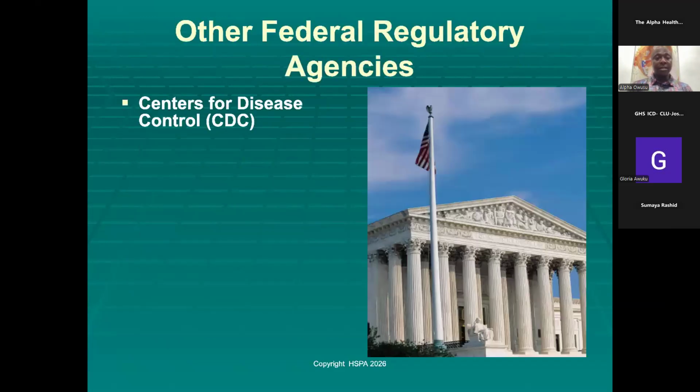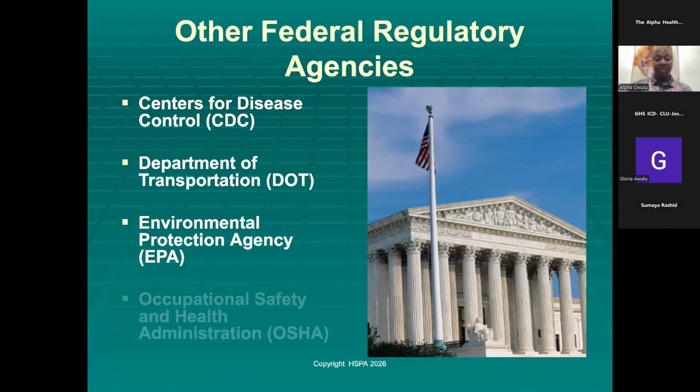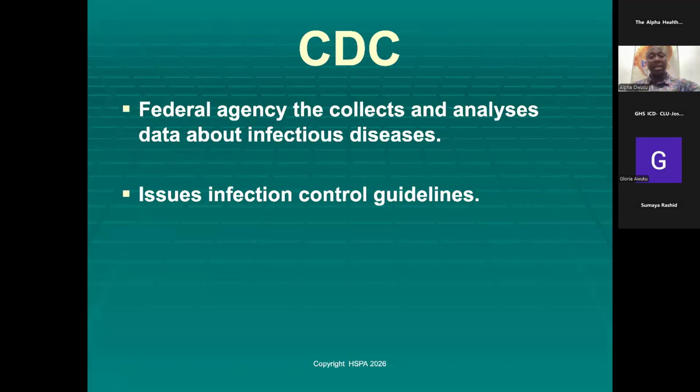Okay, disease and infection, right? The Center for Disease Control, the Department of Transport, like I said, and then Occupational Safety and Health. Now, I have talked about the Center for Disease Control. It's an agency that collects and analyzes data about infectious diseases, and then issues infection control guidelines.